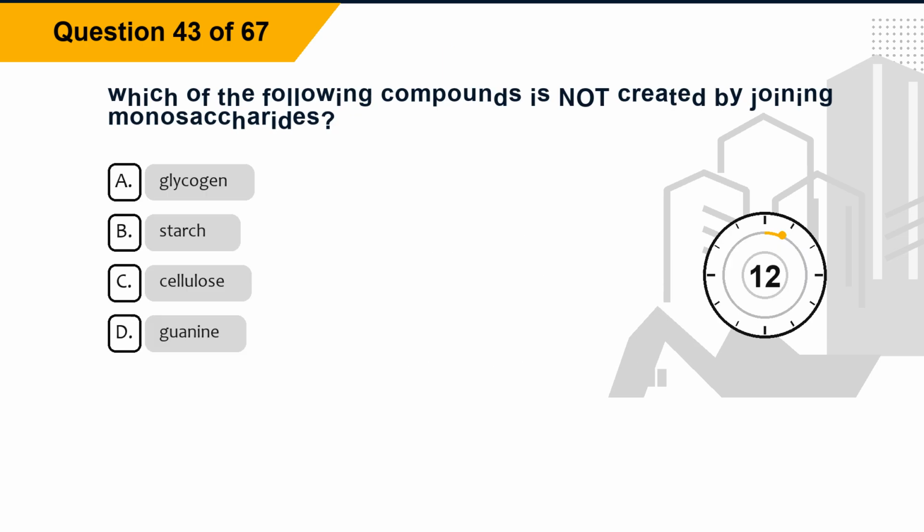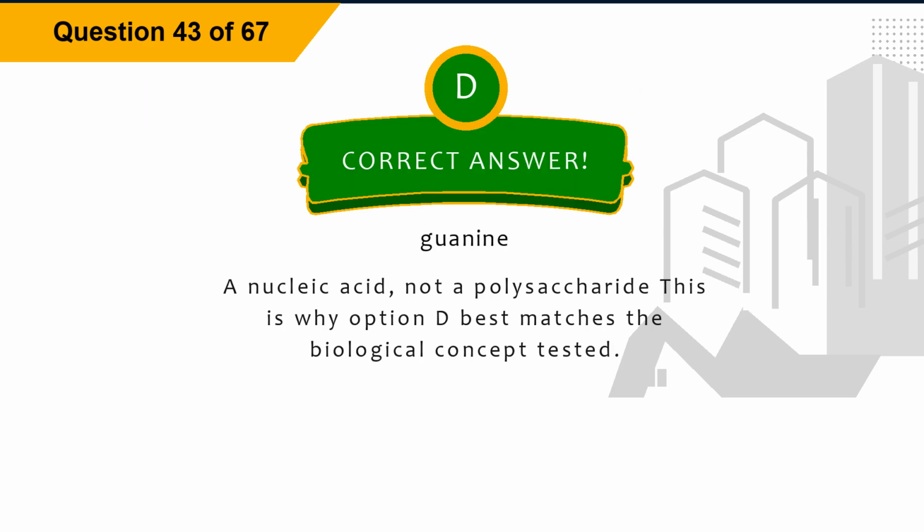Question 43. Which of the following compounds is not created by joining monosaccharides? Option A, glycogen. Option B, starch. Option C, cellulose. Option D, guanine. The correct answer is option D, guanine. Explanation. A nucleic acid, not a polysaccharide. This is why option D best matches the biological concept tested.